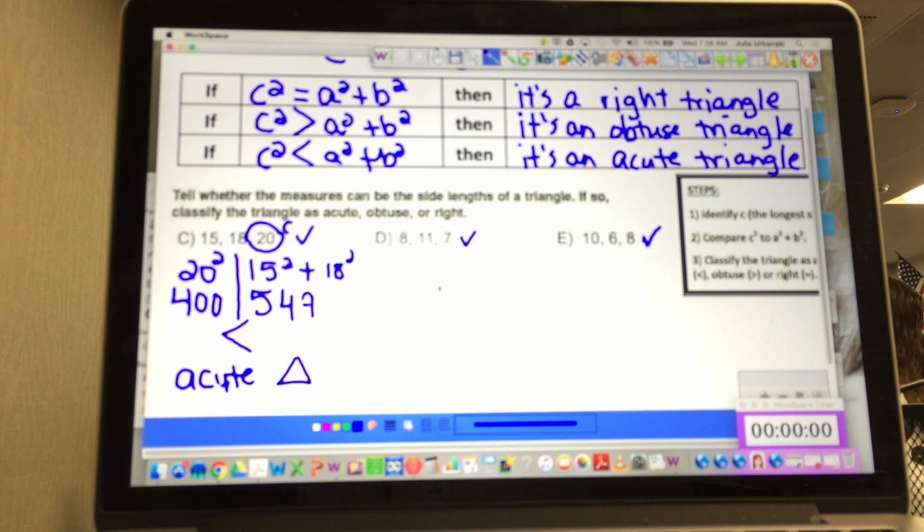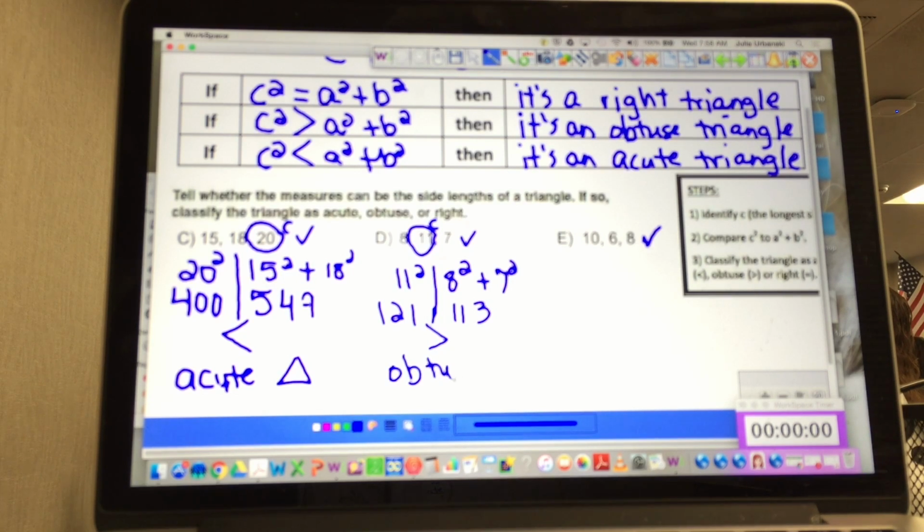Letter D. Which one stands for c? 11. The biggest one of the three. So now we do 11 squared, and we compare that to 8 squared plus 7 squared. You can write that all out, but I would rather not. I just do it on the calculator. What's 8 squared plus 7 squared? 113. 64 plus 49. Good. That one's greater than. 121 is the bigger side. 121 is greater than 113, which makes it an obtuse triangle.